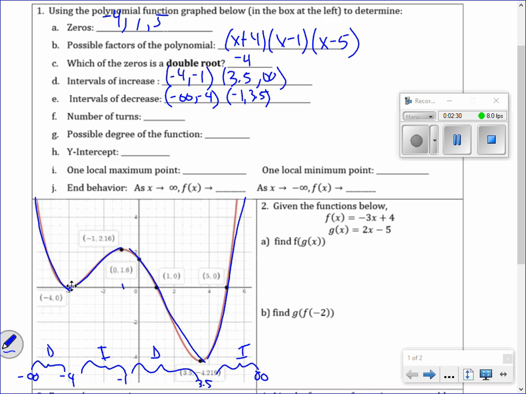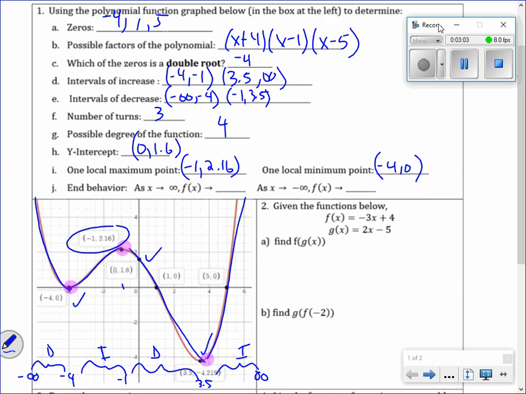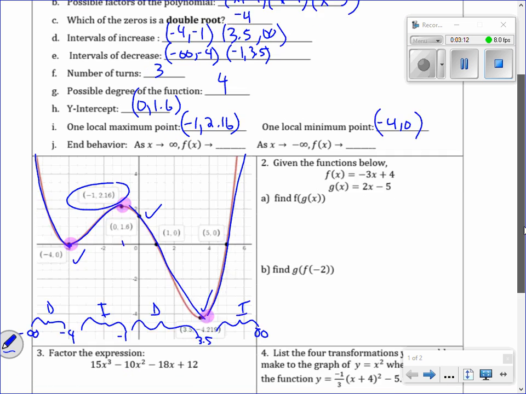All right, number of turns. So I see 1, 2, 3 turns in this graph, which means it might have been a 4th power, x to the 4th. The y-intercept is right here at 0 and 1.6, and a local maximum. So I would probably maybe name this local maximum -1 and 2.16. Right, and then a local minimum. So you could pick either of these 2 points for a local minimum. I'm going to put -4, 0, because actually, you know, this other point here is 3.5, -4.219, also a local minimum, but more importantly, it's the absolute minimum. So I'm just going to use the other one. And it said only name one.